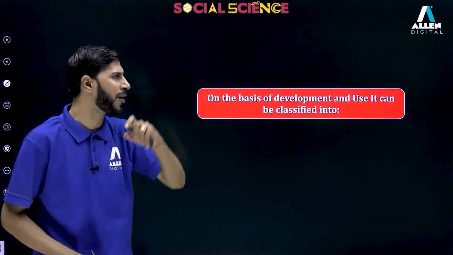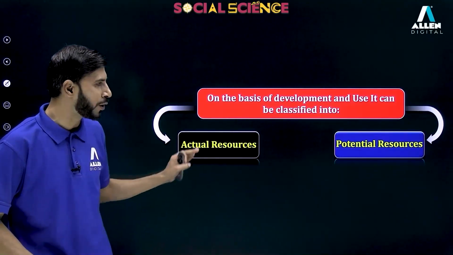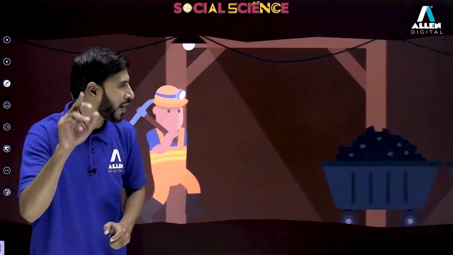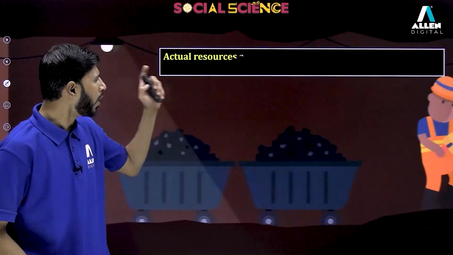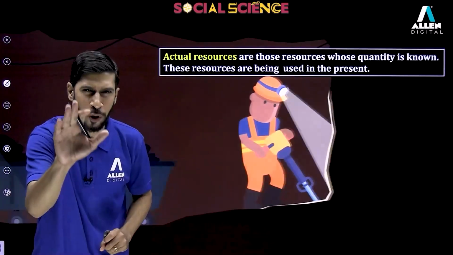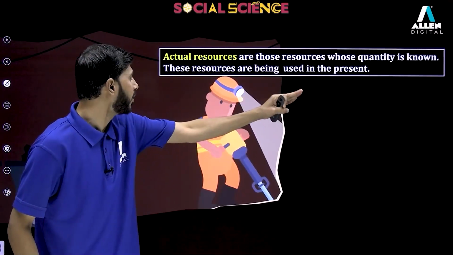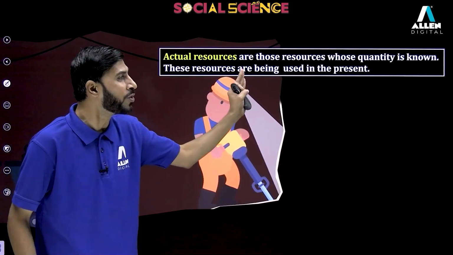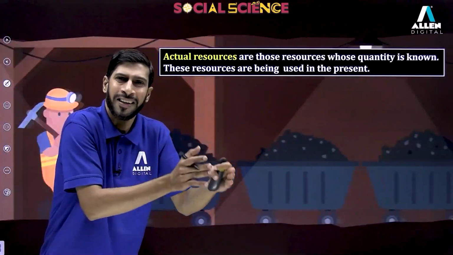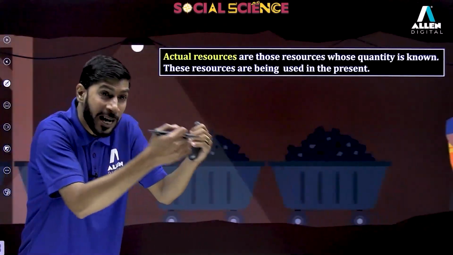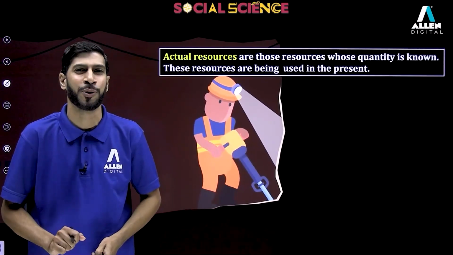So on the basis of development and use, we know it can be classified into actual resource and potential resource. So let's talk about actual resource here. What is an actual resource? Actual resources are those resources whose quantity is known. These resources are being used in the present. Okay? So how much of it is there, we know. And we are using those resources in the present. They are called actual resources.